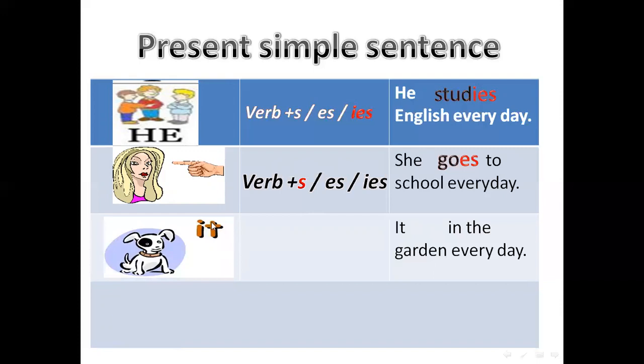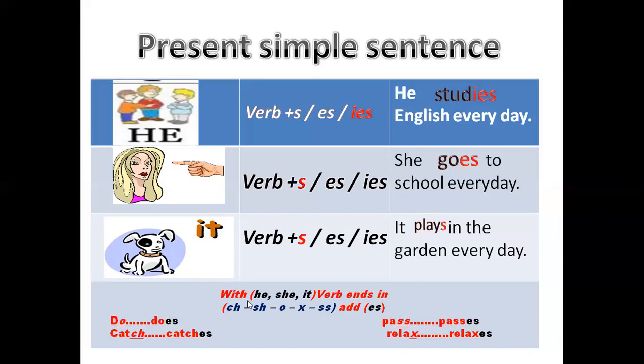Another example, with the pronoun it, which refers to an animal or a thing, which is not man or woman, we put S or ES or IES. For example, it plays in the garden every day. Remember that here we put S only. We didn't change Y to IES. Why? Because here before the Y we have a vowel. But here we changed Y to IES. Why? Because before the Y we have a consonant.